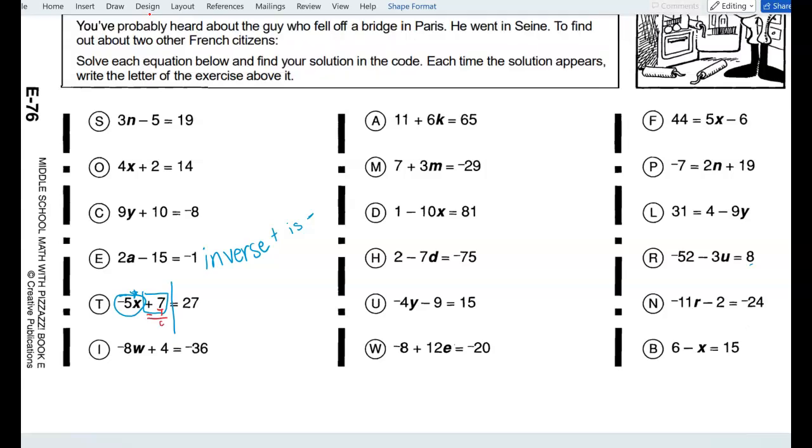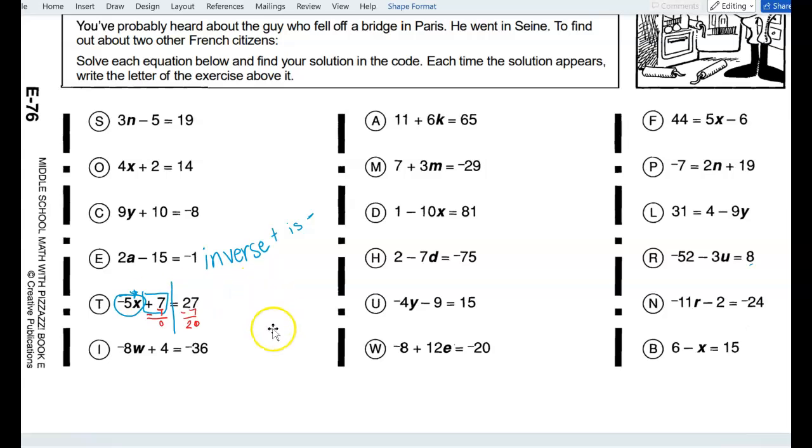7 minus 7 is 0. What we do to one side, we do to the other. We took away 7. 27 minus 7 is 20. And what operation are we doing over here? You're right, we're multiplying. Negative 5 times x. We're multiplying. And we're doing algebra.